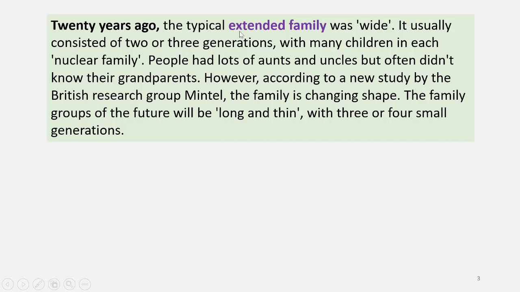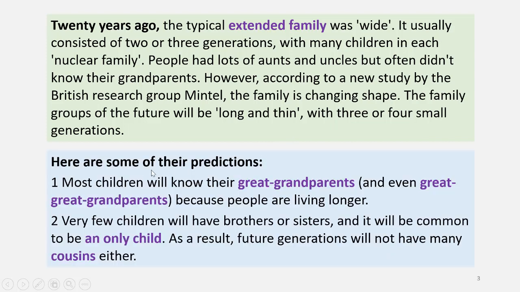Twenty years ago, the typical extended family was wide. It usually consisted of 2 or 3 generations, with many children in each nuclear family. People had lots of aunts and uncles, but often didn't know their grandparents. However, according to a new study by the British research group Mintel, the family is changing shape. The family groups of the future will be long and thin, with 3 or 4 small generations. And here are some of their predictions.